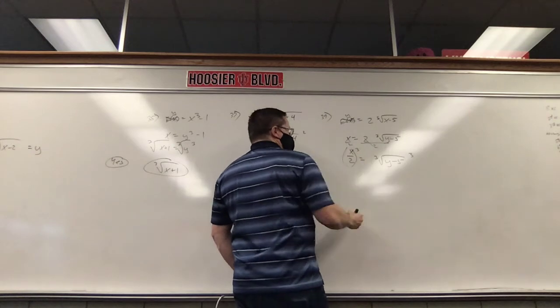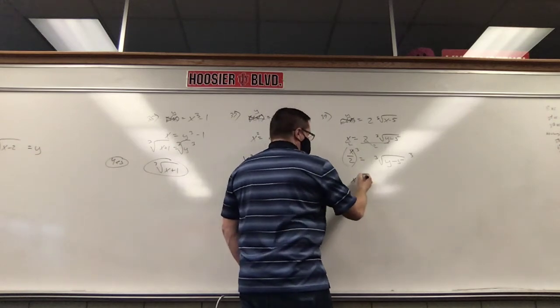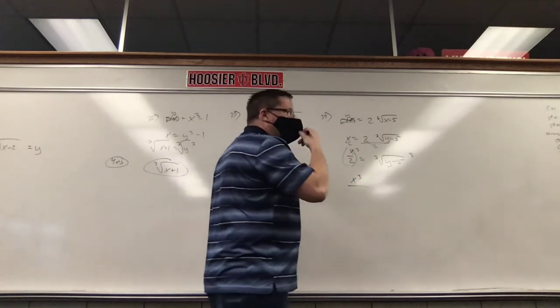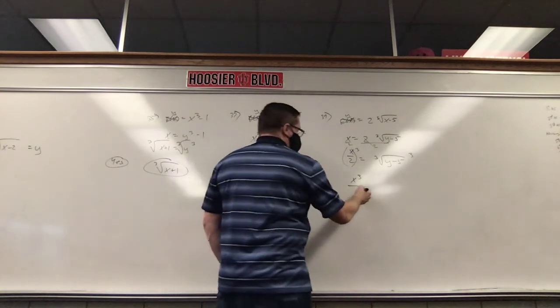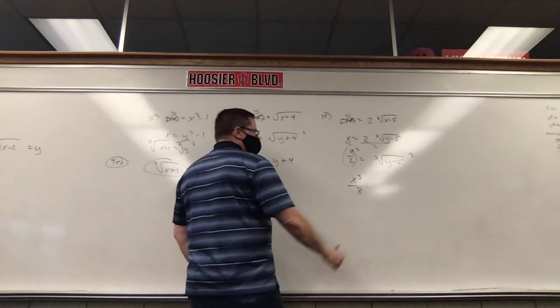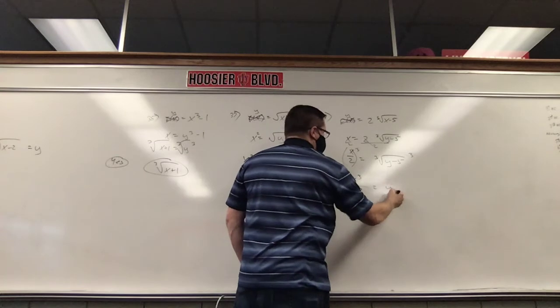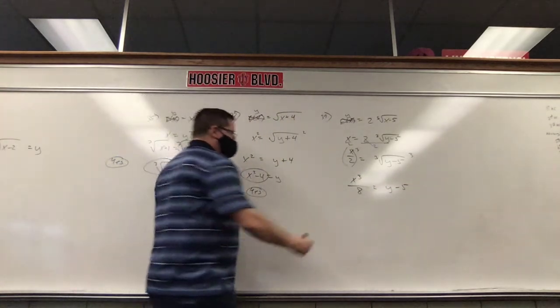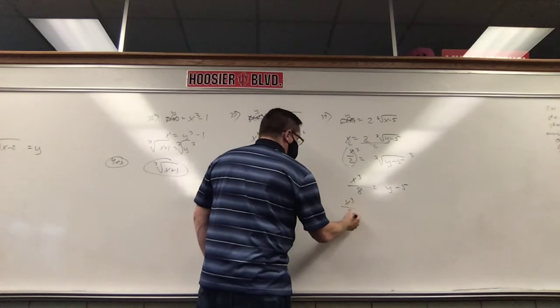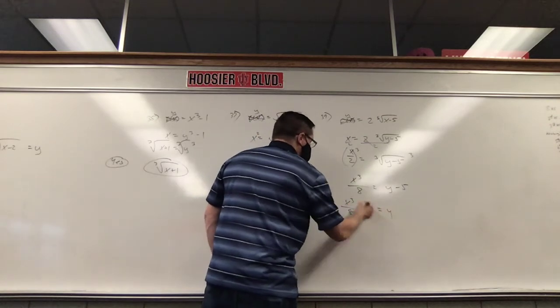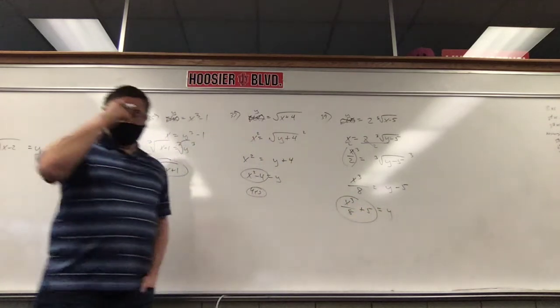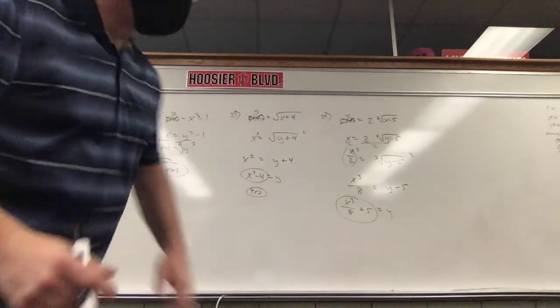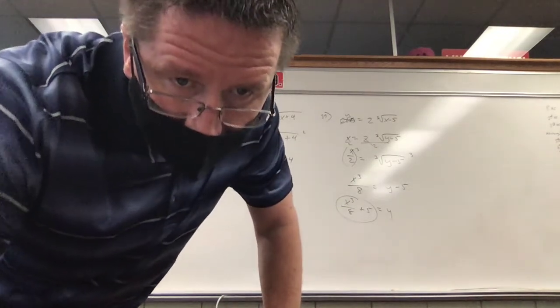So x cubed is x cubed over 2 cubed. It's not 6, it's what? 8. 2 times 2 times 2. These cancel, we're left with y minus 5. What's the last thing we have to do? Plus 5. So we have x to the third over 8 plus 5. Is that a function? Yes. Why? No plus minus.